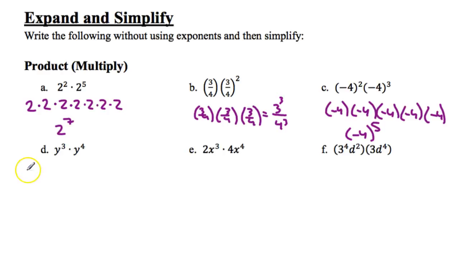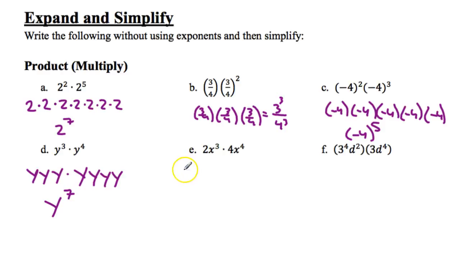Now let me expand some of these y's. We got y cubed, that's y times y times y. You might be thinking, why are we doing this? Because it's important. You'll find out. Y to the 4th, there's 4 y's. Y, y, y, y. Now if I simplify that, how many do I have? We got 1, 2, 3, 4, 5, 6, 7. So that's y to the 7th power.